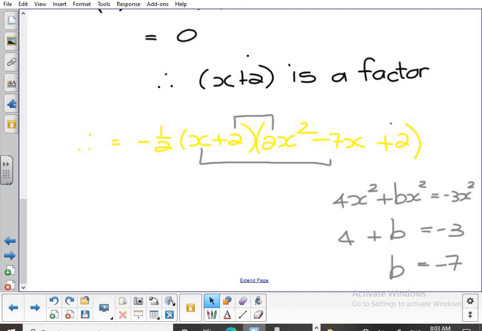Yes, it can be solved. I can use the formula to solve it, but that's not what they're asking me. So this is then fully factorized. You can't go further. Right, questions? Make a note about that half and the negative. It's a nice question. It's not difficult, but that's the type of thing that catches you out in the test.